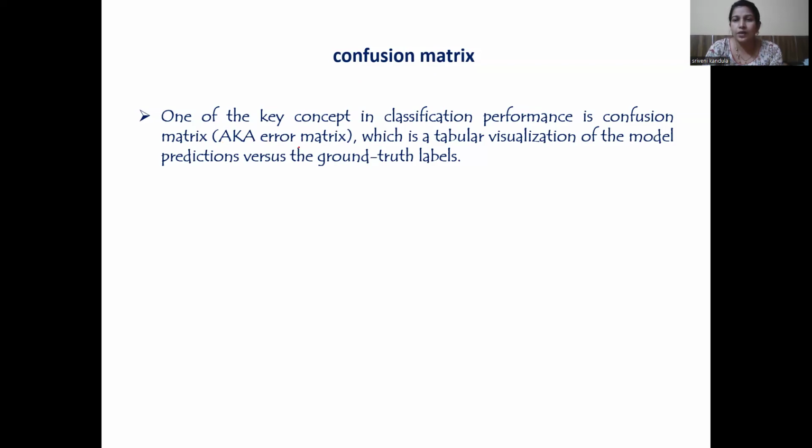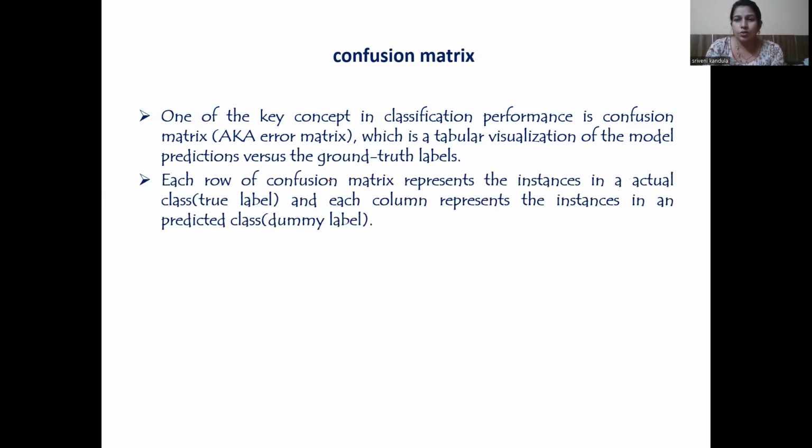Here we will be having a tabular format of visualization of the model, where we will be plotting between the prediction and the ground truth, which is the actual one. So what is the actual output and what is the predicted one? Between these two, we will be plotting a tabular form of result, so that we call a confusion matrix.